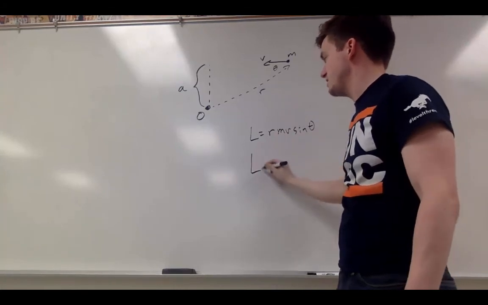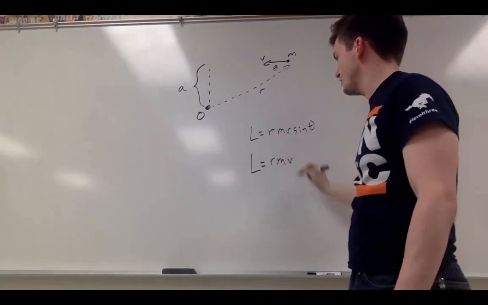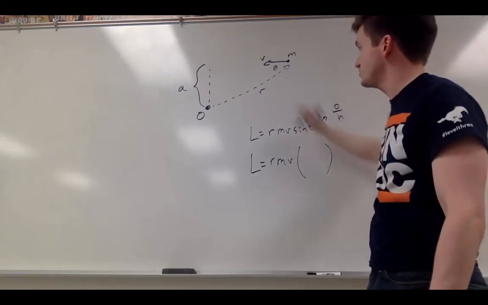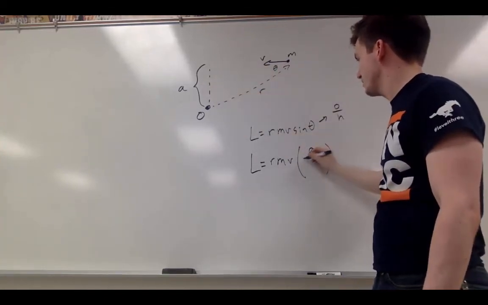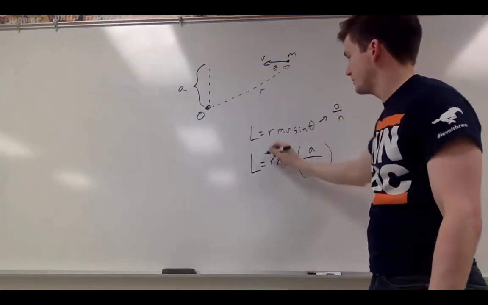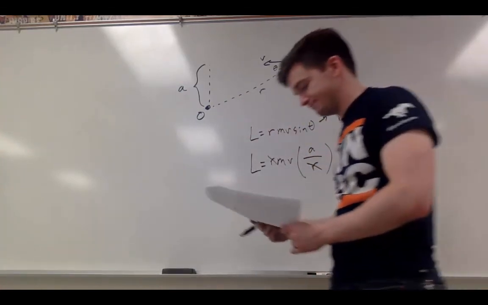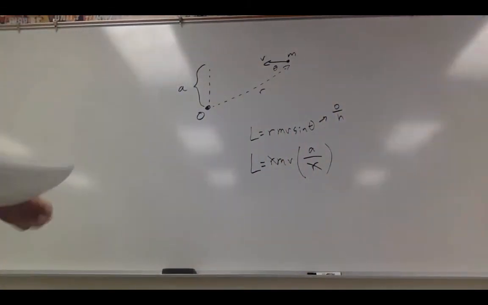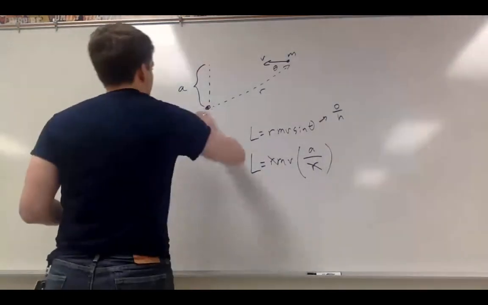Now, something kind of crazy is about to happen. R times v sine theta, remember we said it's opposite over hypotenuse. The opposite side is a. The hypotenuse, that's R. There's our answer. Number 18. We're almost done. Second to last one.